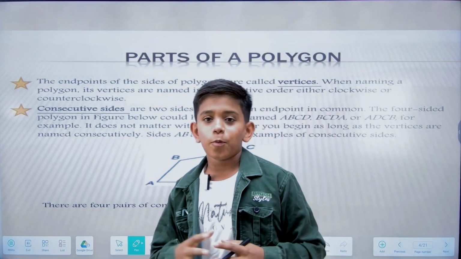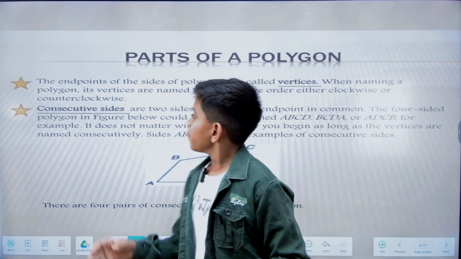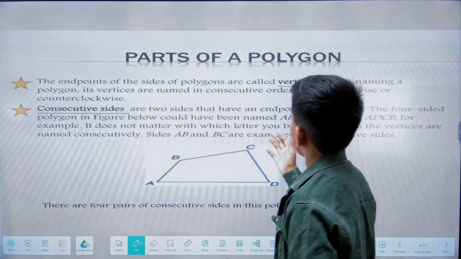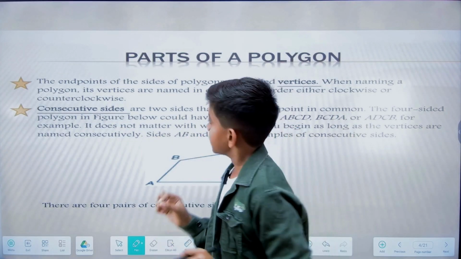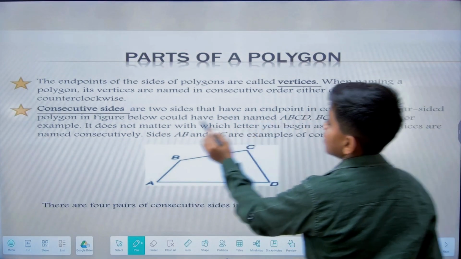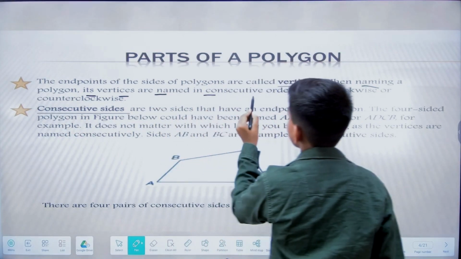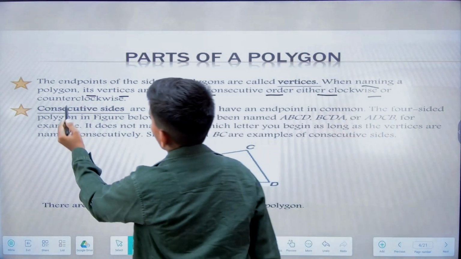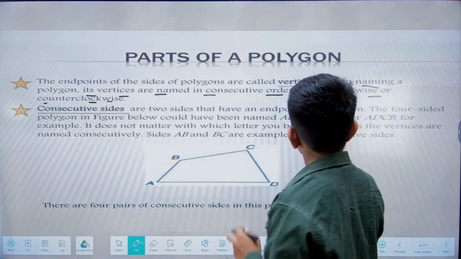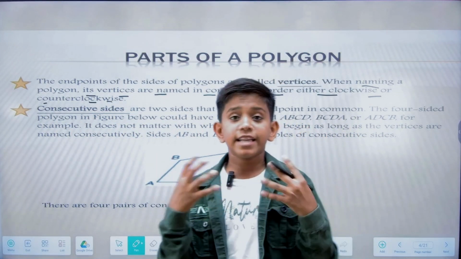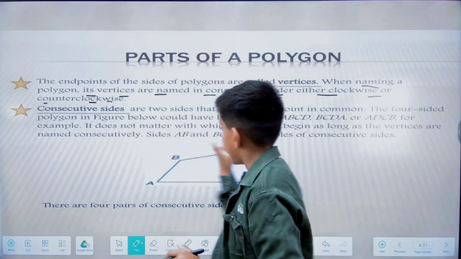Next, parts of a polygon. What are the parts of the polygon? The endpoints of the sides of a polygon are called vertices. As I told you, where two lines meet, it is known as a vertex. When naming a polygon, its vertices are named in consecutive order, either clockwise or counted anti-clockwise.